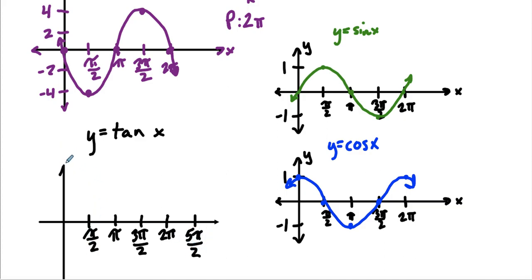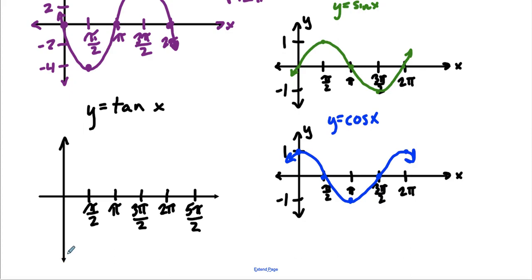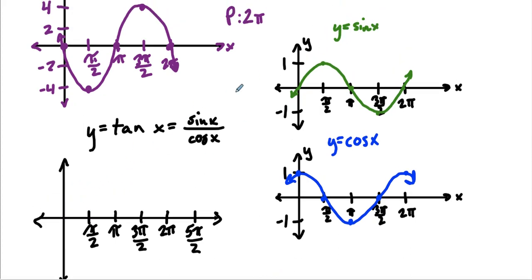Now remember, the important thing about tangent: tangent is just the relationship of sine over cosine. So what does that mean? Well, it means that every time sine is 0, it's 0 over a number. So that happens at 0. You can see that the sine graph is 0, and again at pi, and again at 2 pi.